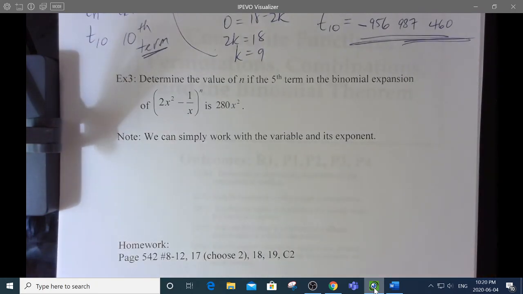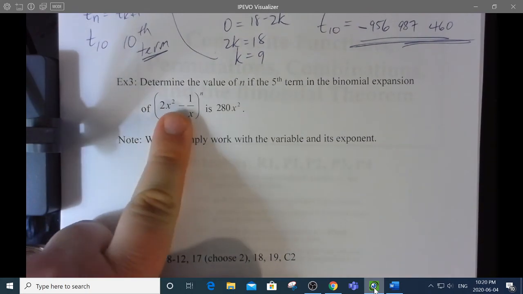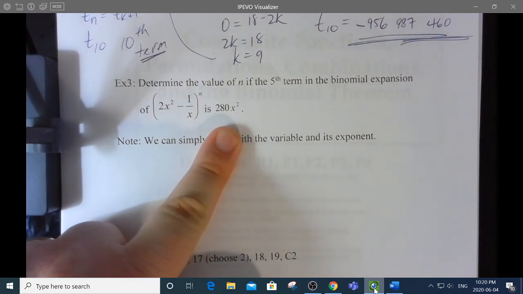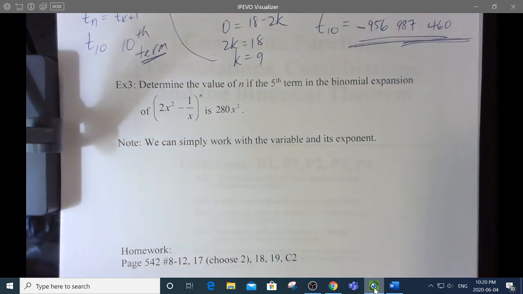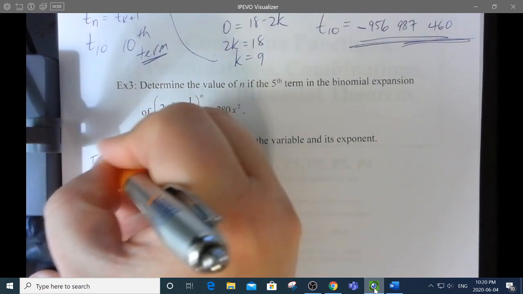Okay, one more little example. Determine the value of n if the fifth term in the binomial expansion of this is that. So I know it's the fifth term this time. I would like to know what the exponent was. This is different.